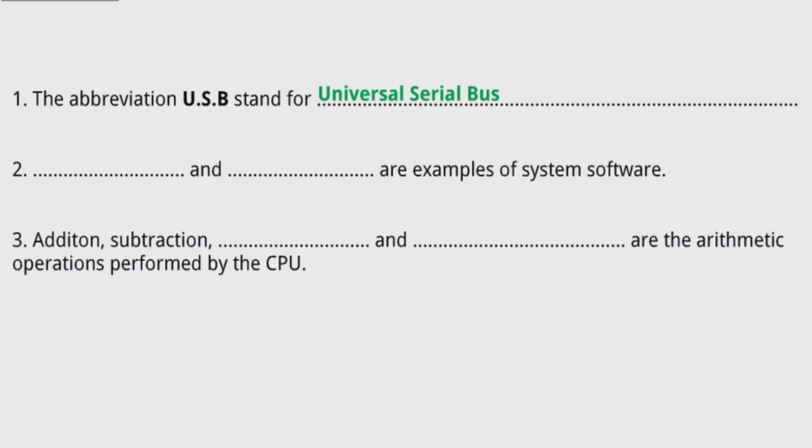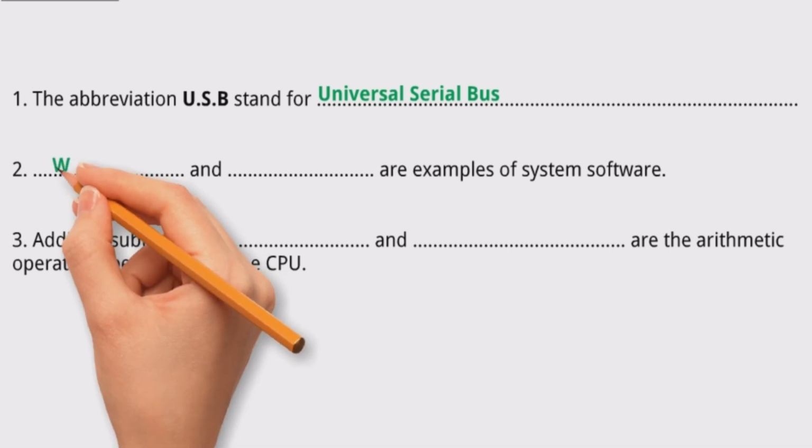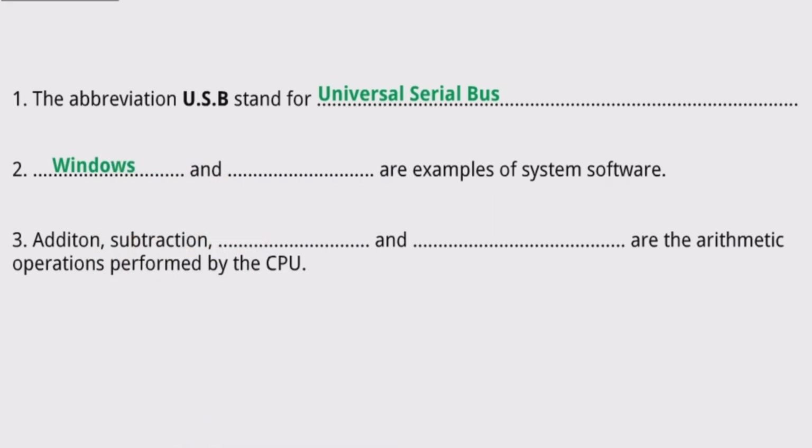Okay, we come to question 2. Dash and dash are examples of system software. So here they want you to mention the system software. The common ones we have: 1, Windows. So you can write Windows there. And the second one that is more common now is Android. There are so many phones that are using Android software, and some computers have been made with Android as well. So Windows and Android, those are the correct answers.